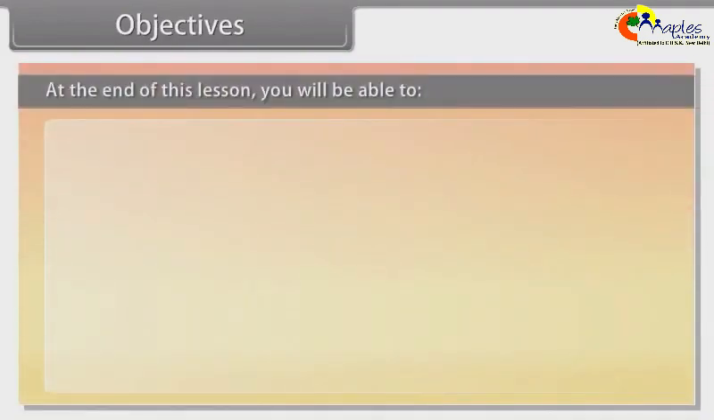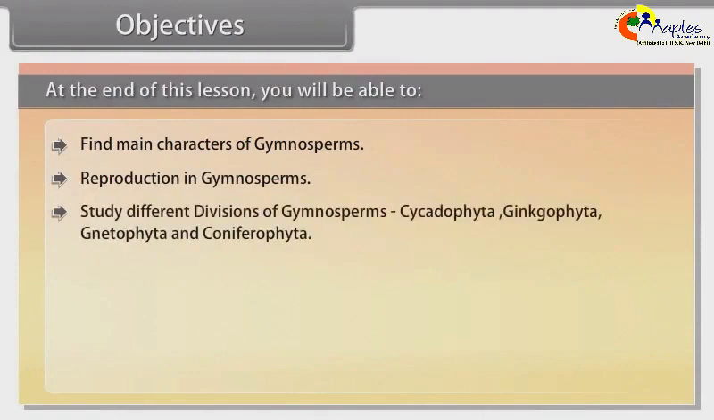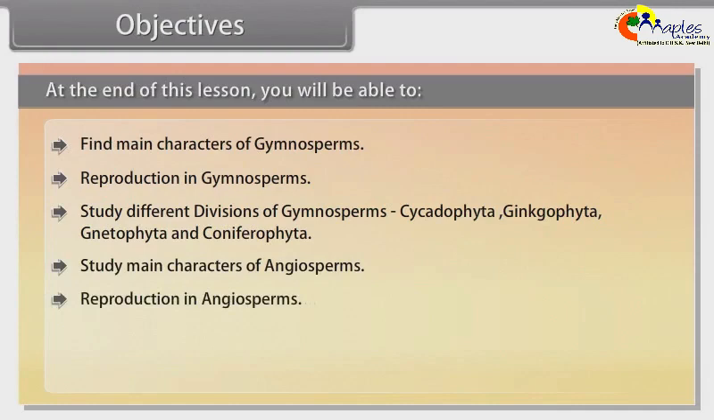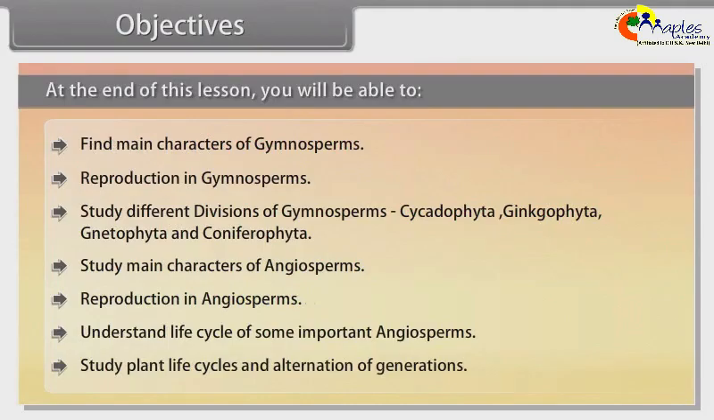Objectives. At the end of this lesson, you'll be able to find the main characters of gymnosperms, reproduction in gymnosperms, and study different divisions of gymnosperms: Cycadophyta, Ginkgophyta, Gnetophyta, and Coniferophyta. Study the main characters of angiosperms, reproduction in angiosperms, understand the life cycle of some important angiosperms, and study plant life cycles and alternation of generations.